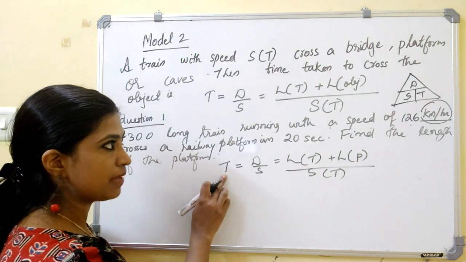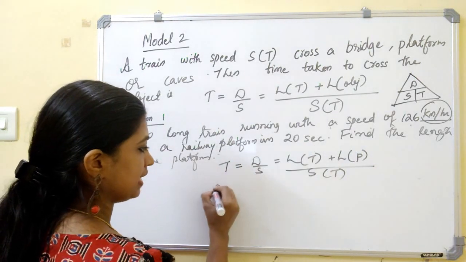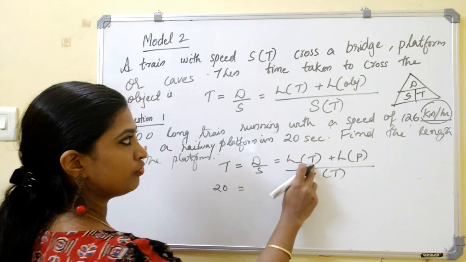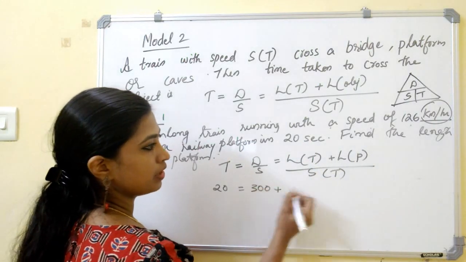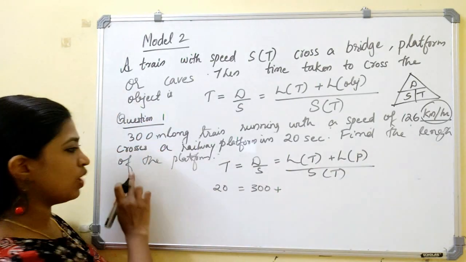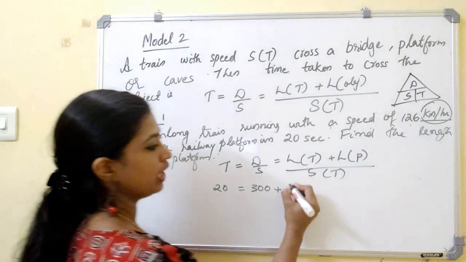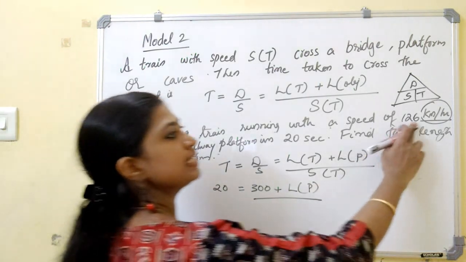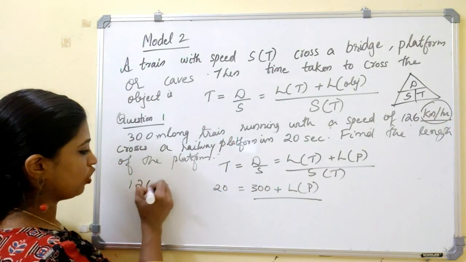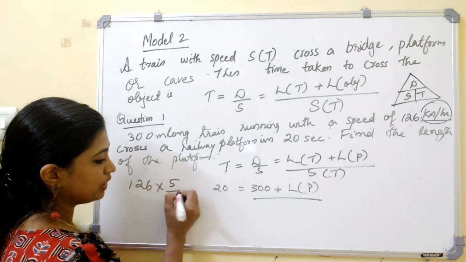Here we are given time. Time is 20 seconds. Length of train is 300 meter. Length of platform is not given. This is what we are asked to find. The speed of the train is also given, but it is in kilometer per hour. So, 126 kilometer per hour is how much meter per second?